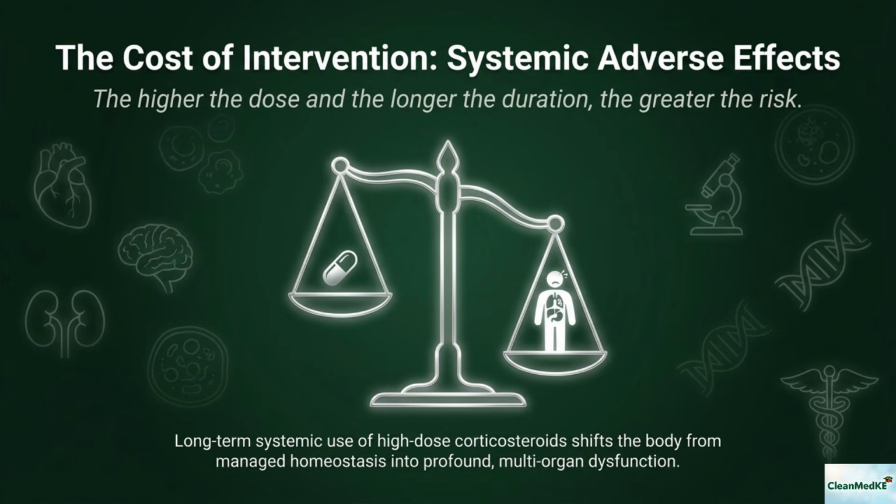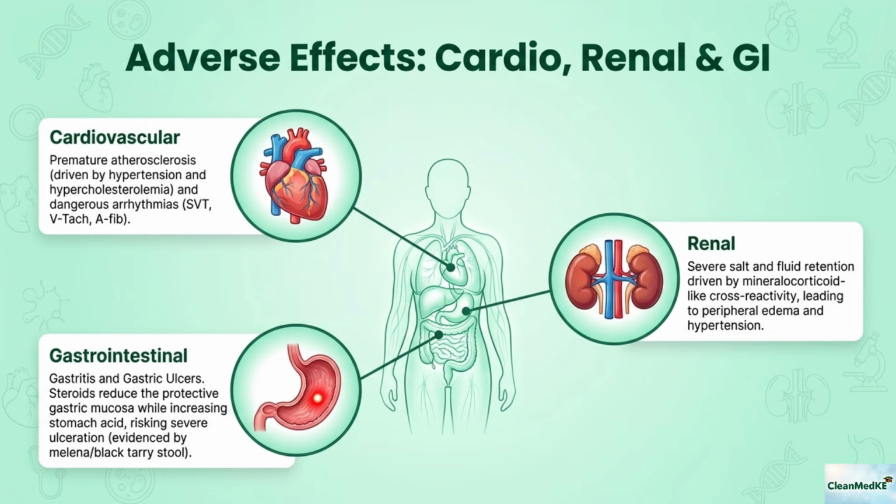Long-term use of high-dose steroids shifts the body from a state of managed homeostasis into profound multi-organ dysfunction. Let's break down those risks by organ system. In the cardiovascular system, patients risk premature atherosclerosis and dangerous arrhythmias like VTAC. Renally, the cross-reactivity with mineralocorticoid receptors leads to severe salt and fluid retention, causing edema.